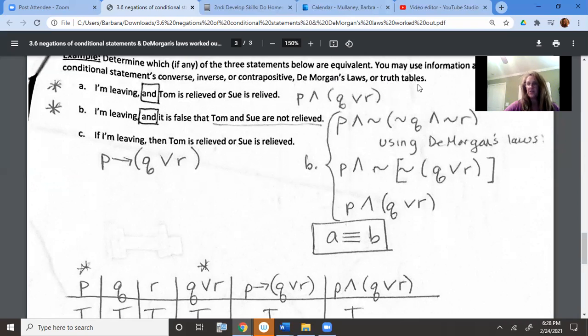That was one of our options in this problem. So let's use a truth table. We're going to set up statement A and statement C in our truth table, and we're going to build them up. So we have three letters, P, Q, and R. And then we need Q or R, and then we can put it together and do this conditional and do this statement A.